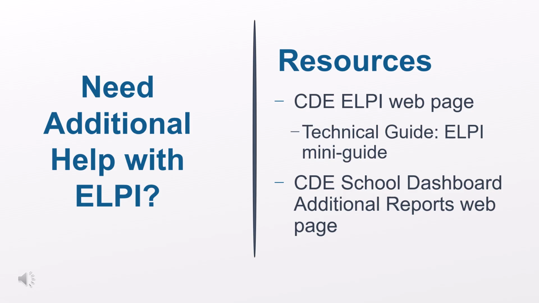This is the end of our LP-specific information. If you need additional help, we've provided a few different resources with links in the note-taking guide. First, we have the LP webpage. It will take you from A to Z with everything you need to know about LP and has lots of links to flyers, cut scores, or anything else you might need. On that page, you'll find a link to the 2025 technical guide, where we also have an LP mini guide available. Once the dashboard has been released and the School Dashboard Additional Reports webpage has been updated, districts and schools can find LP data that is more specific than the data found on the dashboard.